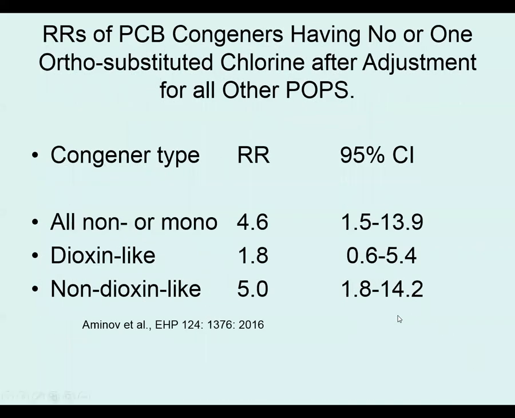Well, then the question is, is this a dioxin-like effect or not? So what we did was look at ortho-substituted PCBs. Our PCB analysis did not get the true coplanars. But if we looked at all non or mono ortho congeners, we found a risk ratio of 4.6 that was very significant. But if we then looked at the TEQs from those dioxin-like congeners, there was no significant association. And if we looked only at the non-dioxin-like congeners, there was a risk ratio of 5, highly significant.